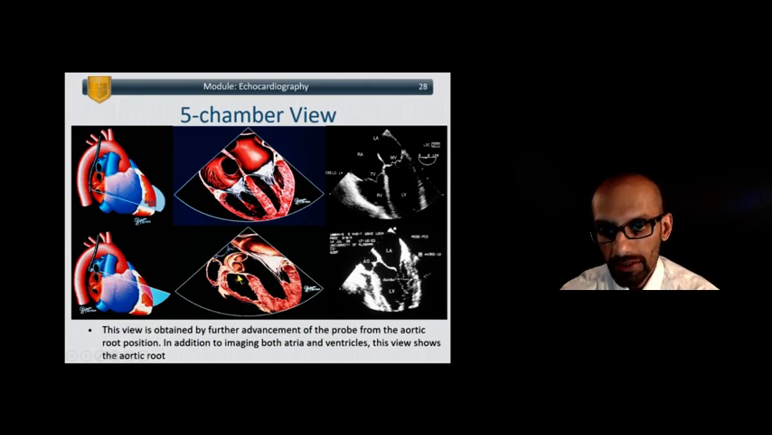The 5th chamber is essentially the LV outflow tract. As you can see in the corresponding ultrasound image here, you can see these 2 leaflets of the aortic valve. And you can assess this for aortic stenosis or regurgitation. You're also, in this particular image, capturing the chordae tendineae latching onto the mitral valve leaflets.